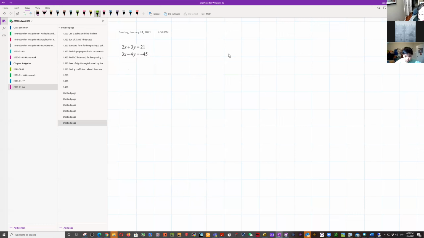First, we judge x. The x coefficients are 2 and 3. 2 and 3 are co-prime, so their LCM, least common multiple of 2 and 3, is going to be equal to 6. So you are going to deal with 6. And so this is a decent one.